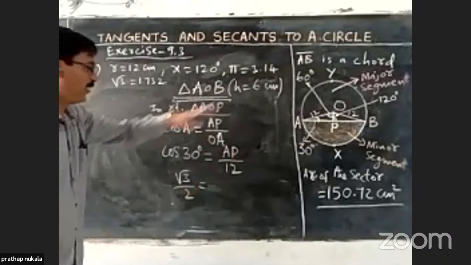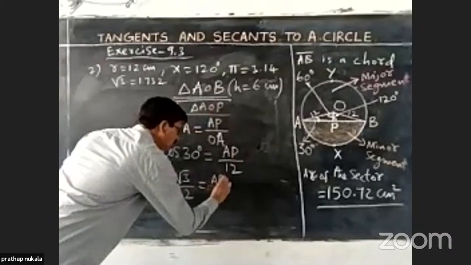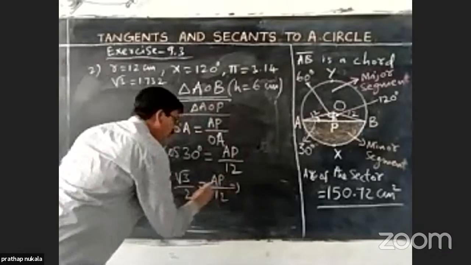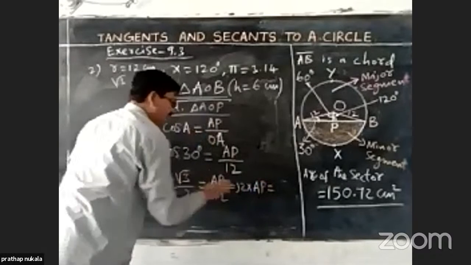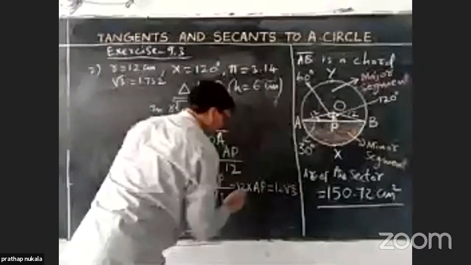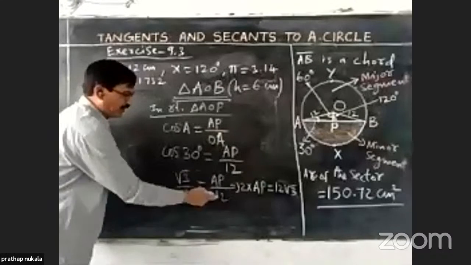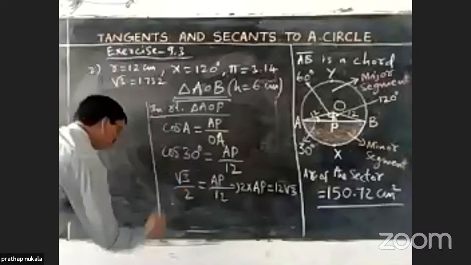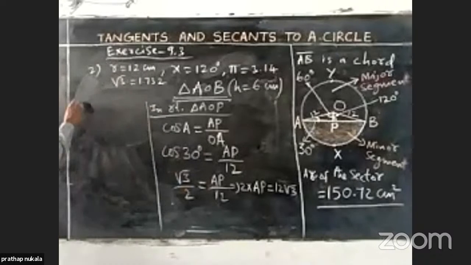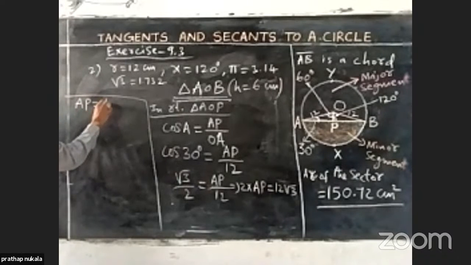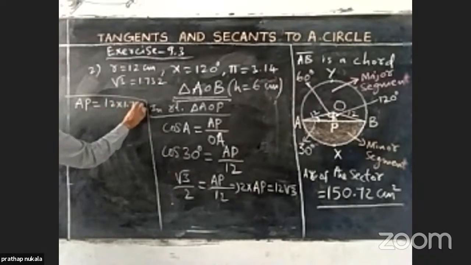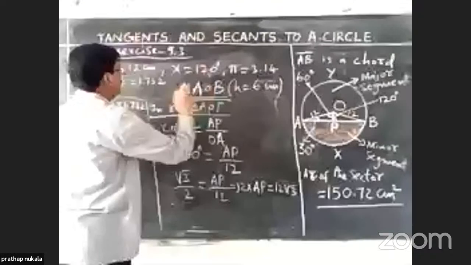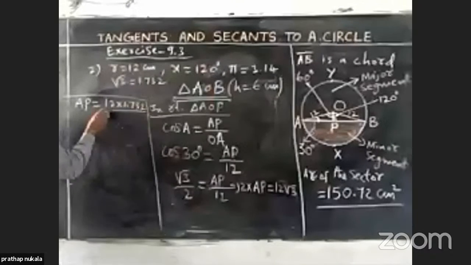Next, AP to be found out by 12, or 2 into AP equals 12 root 3. By cross multiplication, 2 into AP equals 12 into root 3. Now, AP equals 12 into the root 3 value, 1.732, which is given in the problem, divided by 2.